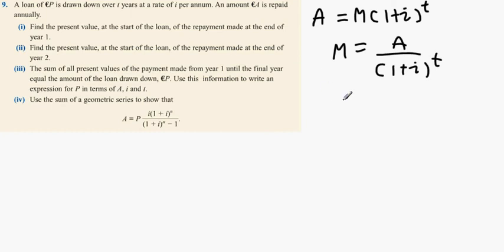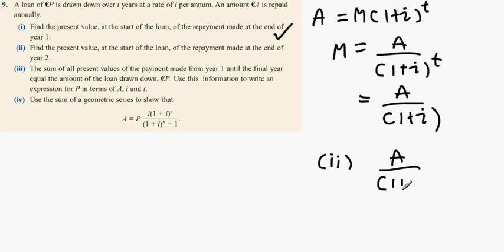So at the end of the first year, it's going to be A over 1 plus I. So that's part 1 done. At the end of the second year, for part 2, it's going to be A over 1 plus I to the power 2. Then part 3 says write the sum of all present values of the payments made from year 1 to the final year. I don't know what the final year is, so let's call it year T, equal to the amount of the loan drawn down, P. Use this information to find an expression for P in terms of A, I and T.